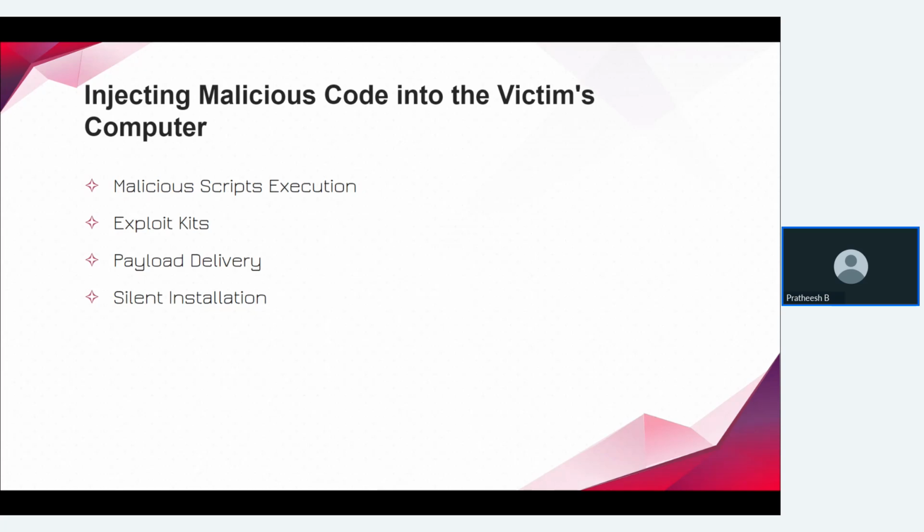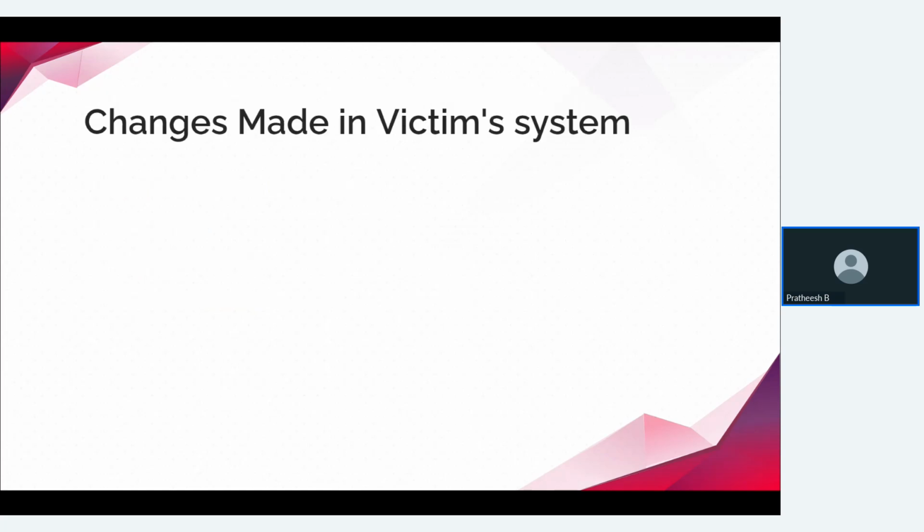Now, once this malware is injected into the victim's computer, it often adds new entries to the system registry to ensure it runs on startup. This helps the malware to persist through reboots as well. The malware might alter registry settings to disable security features like antivirus software or Windows Defender, making it harder to detect and remove. This malware also creates new files and directories to store its components. These can be hidden or located in obscure system directories.